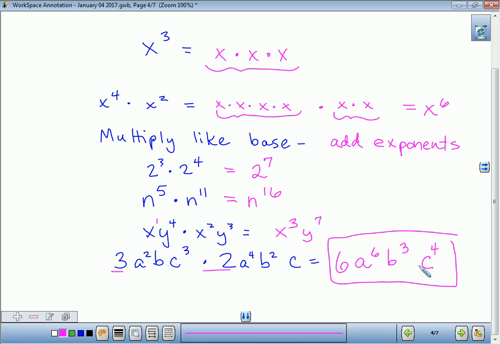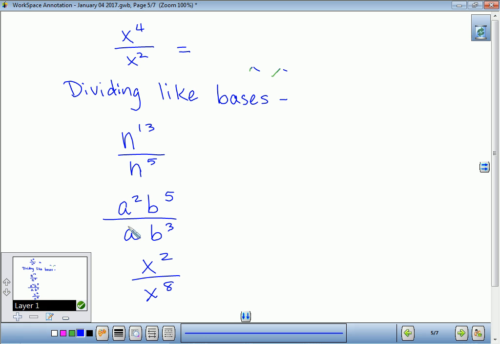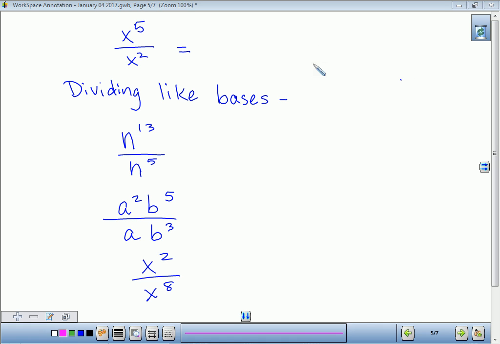Any questions about multiplying like bases? Multiply like bases, what do you do with the exponents? Add them. Okay, so now here we have dividing like bases. And I actually want to change this problem a little bit so that it's x to the 5th. There we go. Okay, so I'm going to show you the expanded form again. x to the 5th is really x times itself 5 times. And x squared is x times itself twice.